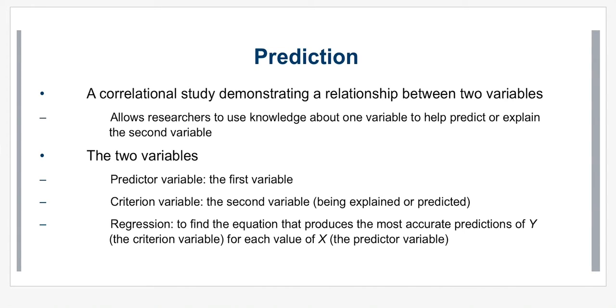So how do we do this predicting? Oftentimes it is called regression. It is finding an equation that is like the line of best fit, the best fit equation. If you have an algebra background, it's the best fitting equation that produces the most accurate prediction of that criterion variable, which is usually called y, for each value of x, which is the predictor variable.